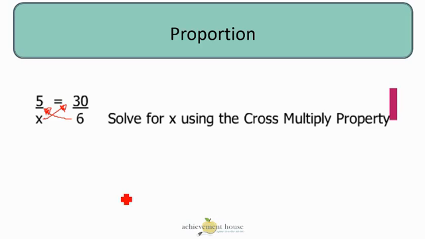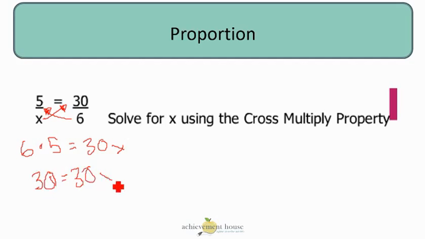We need to do this for both sides because x needs to be in the numerator. So therefore, we do 6 times 5 equals 30 times x. 6 times 5 equals 30, and so I have 30 equals 30x. If I divide both sides by 30 to isolate the x, 30 divided by 30 on both sides is 1, so 1 equals x.